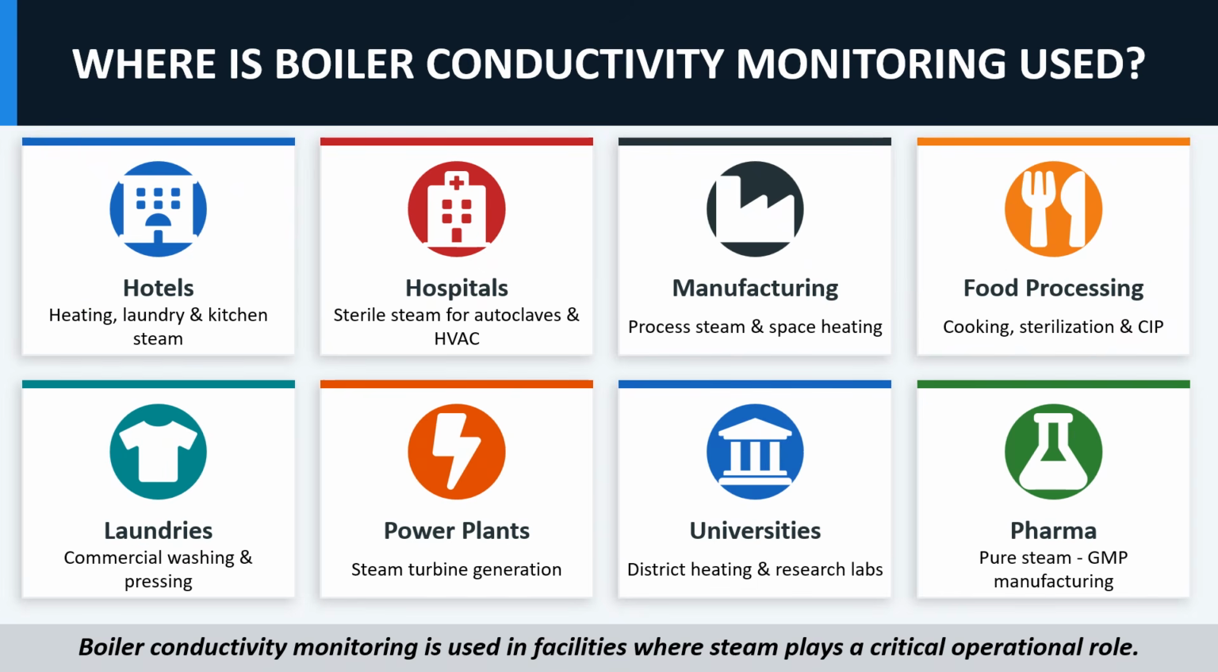Where is conductivity monitoring used? Conductivity monitoring is used anywhere steam is critical to operations. Common applications include hotels, hospitals, manufacturing plants, food processing facilities, laundries, power plants, universities, and pharmaceutical facilities. In each of these environments, maintaining proper water quality helps improve efficiency, reduce downtime, and protect valuable equipment.